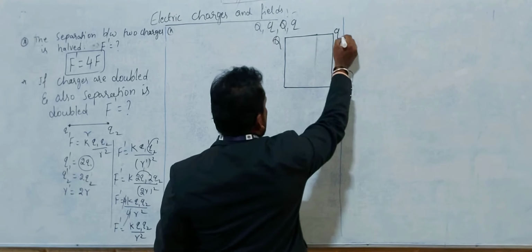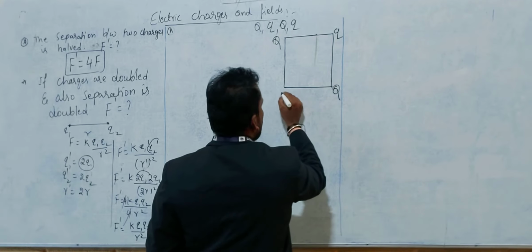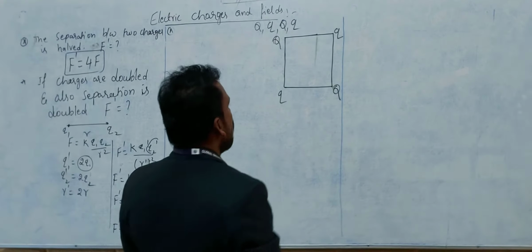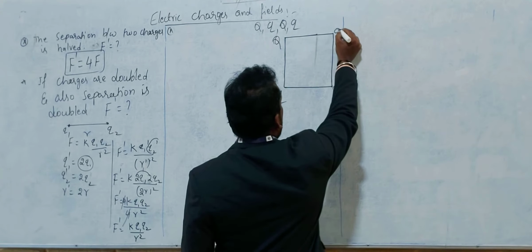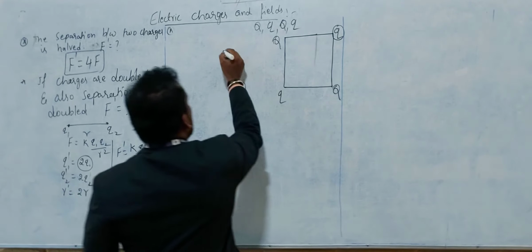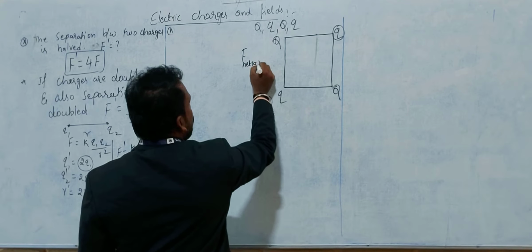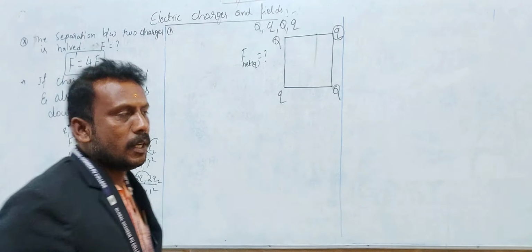Capital Q, small q, capital Q, small q. Clear? These are the 4 vertices of the square. What is the net force on charge small q? F net on charge q is equal to question mark.